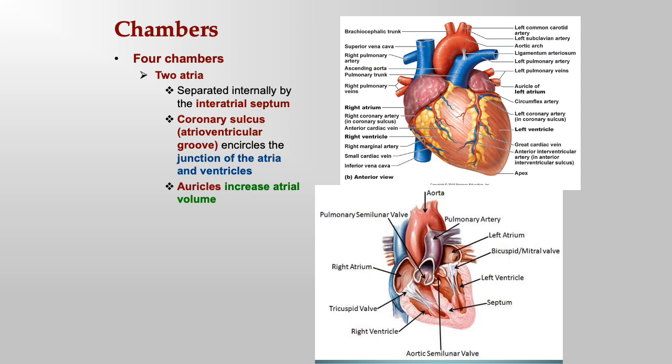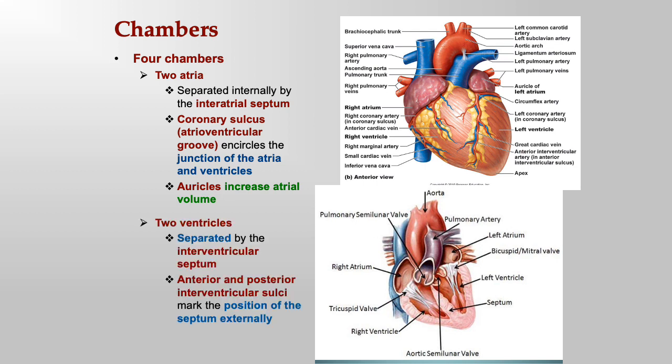You can see in the diagram on the top where it says auricle of the right atrium. They're just little caps, that's what they are. They increase the volume. Then down below, the two ventricles are separated by the interventricular septum and the anterior and posterior interventricular sulci. So once again, looking at the top picture, see how there's the adipose going down the front of the heart. That's right on top of the interventricular septum, and that basically separates the two ventricles.